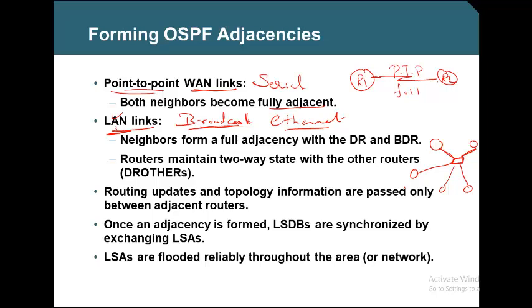In this environment, full adjacency will be formed only with DR and BDR, and two-way relationship will be formed with other routers. What does that mean? Full adjacency with the DR, BDR, two-way neighborship with other routers. We call it as DR other, designated other.